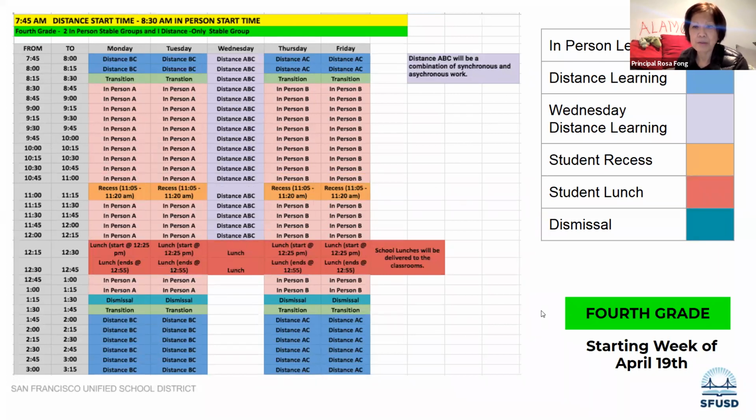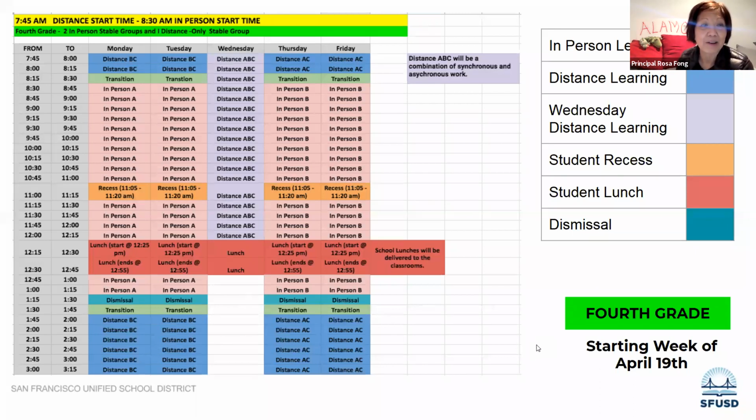This is our fourth grade schedule. The fourth grade is slightly different for distance learning. It will begin 10 minutes earlier for the fourth grade. So the fourth grade teachers will be doing distance learning for students who have chosen to stay in remote or distance learning. So the fourth grade distance learning will begin at 7:45. So fourth graders, if you are here, you got to get up, okay? And parents, if you're listening and you are distance learning, you got to get them up, okay?